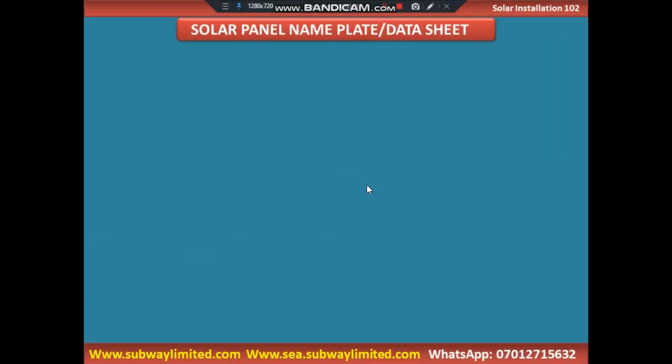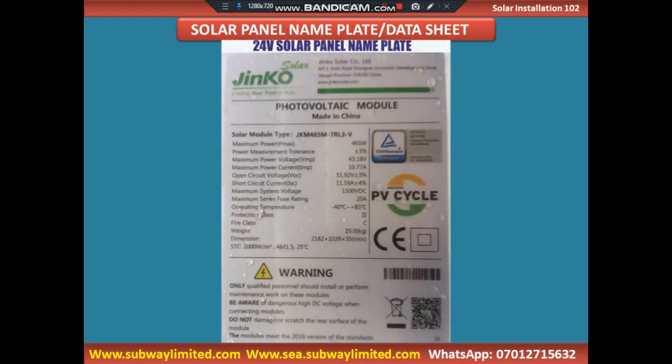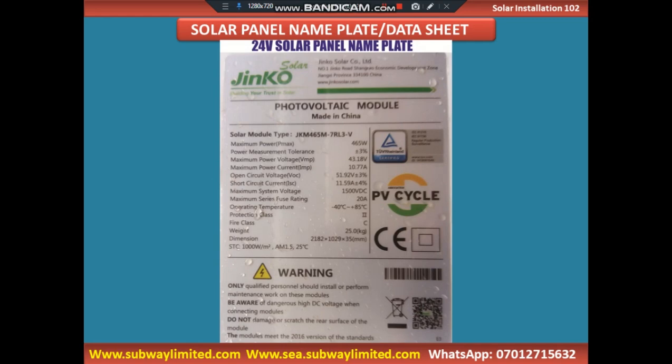Without wasting much time, let's dive into a 24 volt solar panel. We already said that your solar panel can be 12 volts or 24 volts. We talked about how we get to know that this particular solar panel is a 12 volt solar panel, whereas this particular solar panel is a 24 volt solar panel.